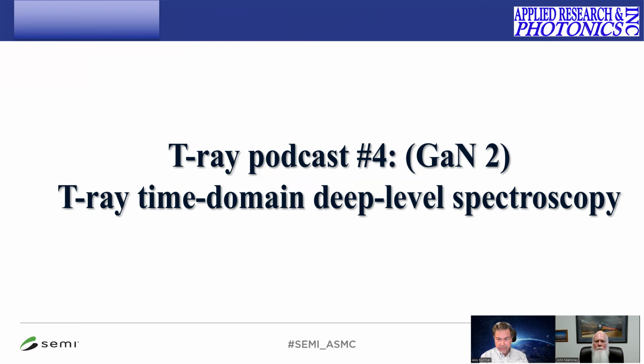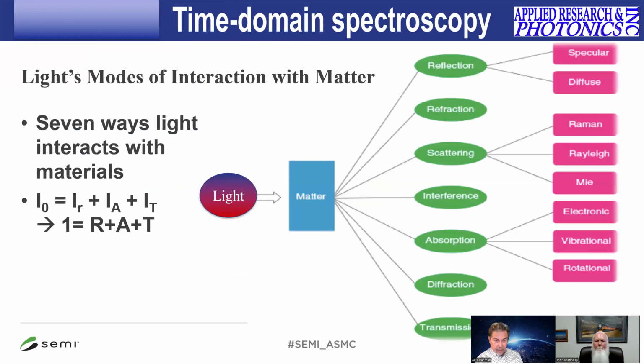the time domain spectroscopy and deep level spectroscopy. And I will explain both of them. The very fundamental principle of spectroscopy is that when light interacts with any matter, so many physical processes can happen. Namely, reflection, refraction, scattering, interference, absorption, diffraction, and transmission. These are the main ones, and each of them has different kinds of phenomena. Reflection, for example, can be specular or diffuse.